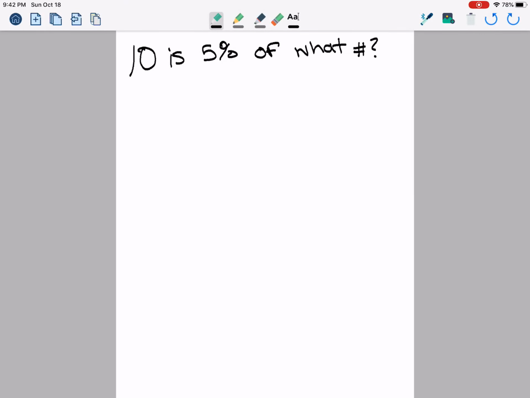Okay guys, so today we're going to look at a word problem and we're going to use the formula is over of equals percent over 100. So now when we do this, 100 will always stay the same in the formula when we set it up. So let's set it up.